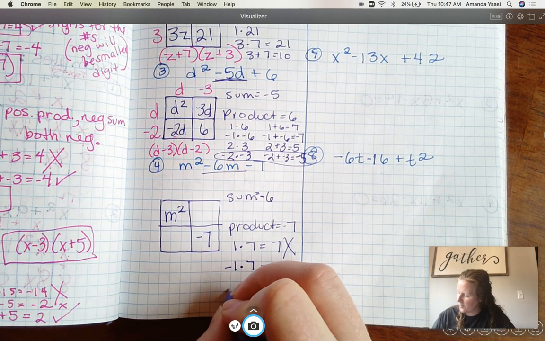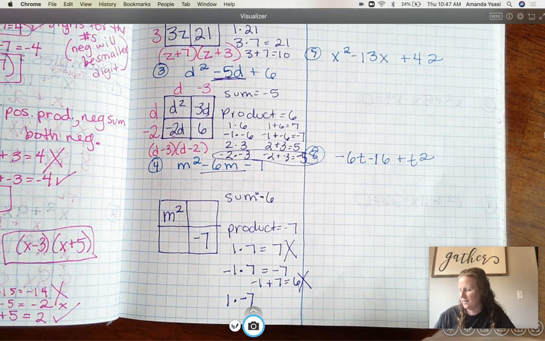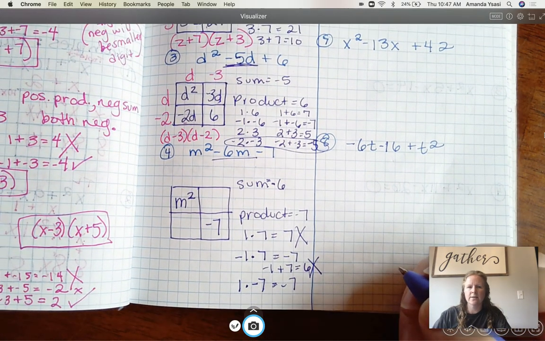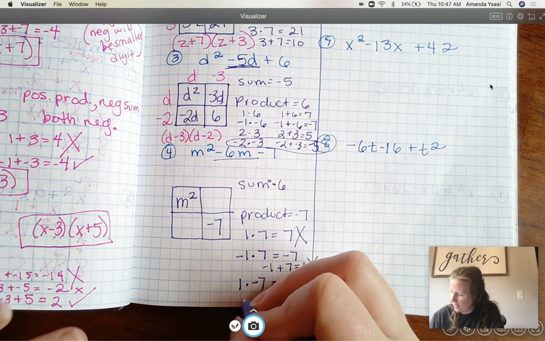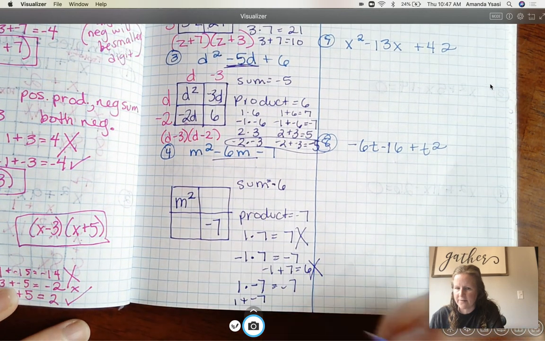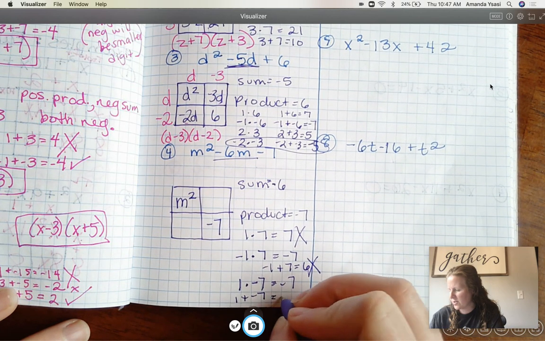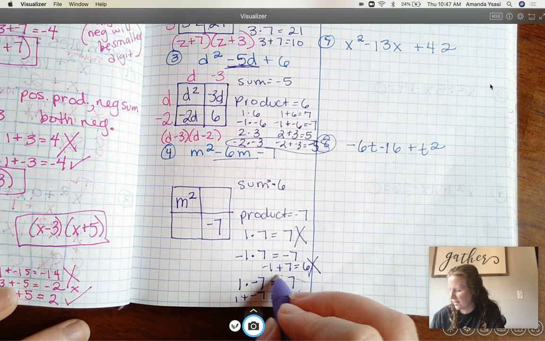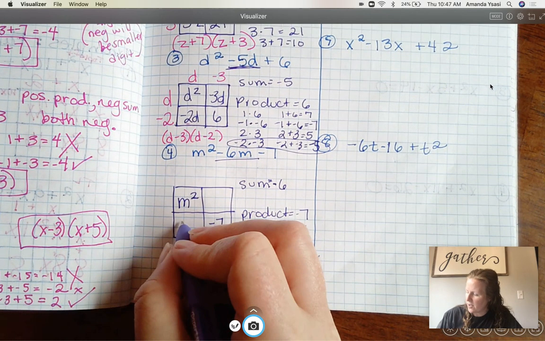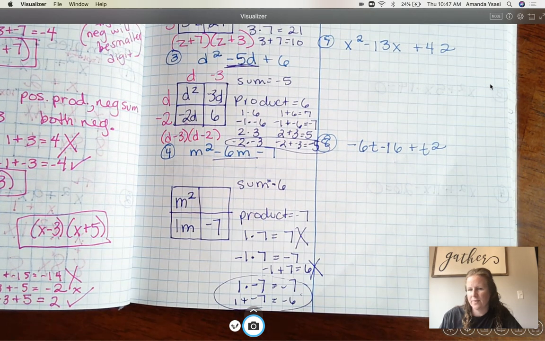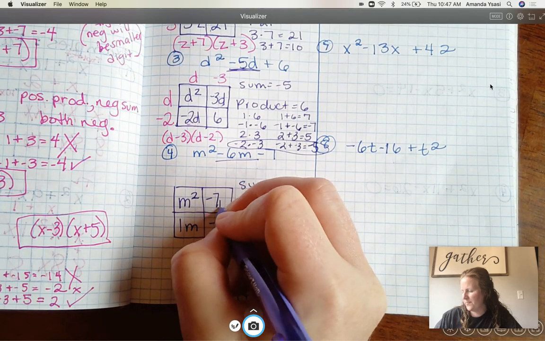So then it has to be 1 times negative 7, which gets negative 7. And then 1 plus a negative 7. Keep the sign of the larger, that's a negative 6. So this is it. So it's a positive 1 and a negative 7. So positive 1m and a negative 7m.